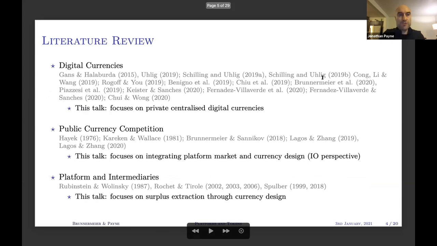So there's a lot of literature related to this. I won't spend a lot of time on it. If I've left someone's paper off, I apologize. It's certainly not intentional. I think the closest papers to our work are the paper by Chu and Wong, which also thinks about this issue of a platform design problem. And I guess there's also these papers by Lagos and Zhang that think about government currency as an outside option that ends up changing markups. And so I think the government currency plays a similar kind of role in this model.